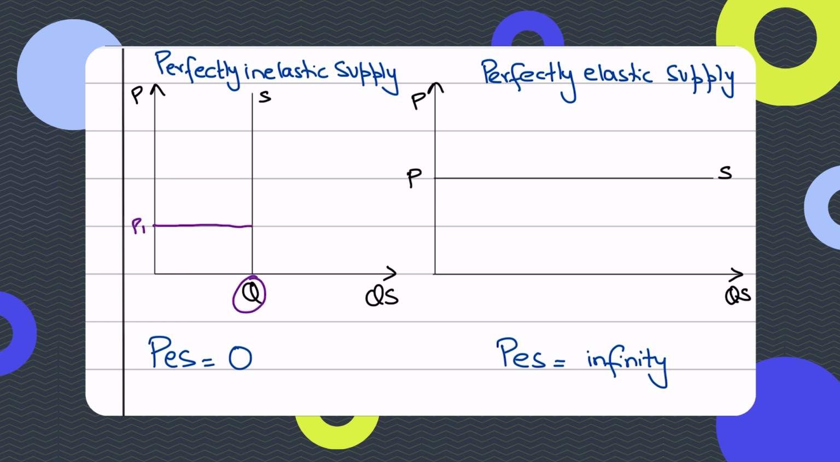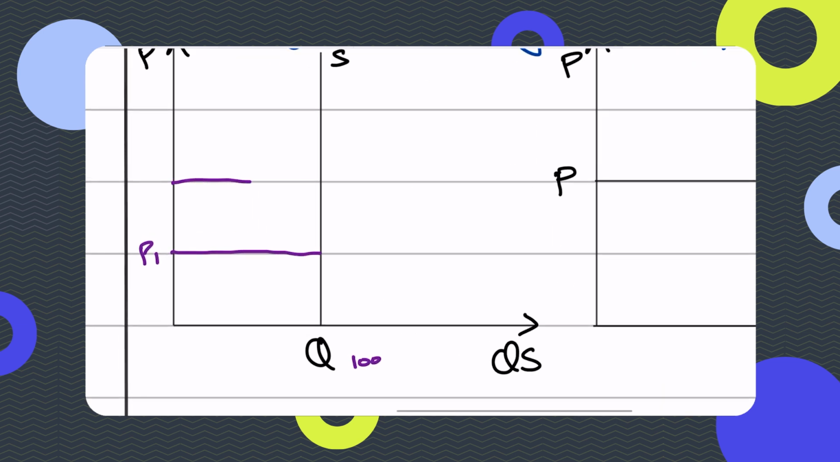The value of the PES is zero because you see, let's say the original price was P1 and the quantity was Q, let's say this was like 100 units, right? And now the price goes up from P1 to P2, it goes up by 20%, but still the production and supply is only 100 units. You're still supplying 100 units.